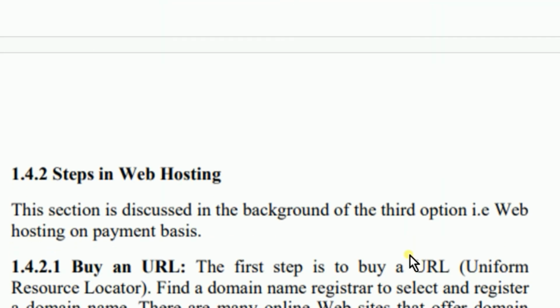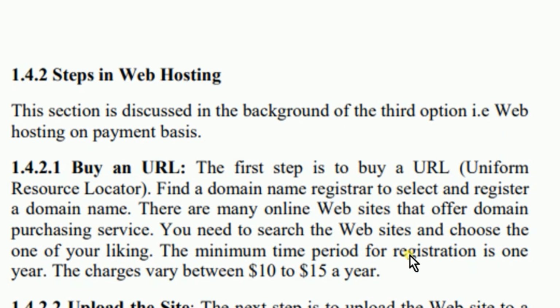Steps in web hosting. So which steps are available in web hosting? First, we have to buy a URL, Uniform Resource Locator. So the URL concept is different and web server space is different. First, we have to buy a URL. That is called the domain name, and you have to register one domain name.